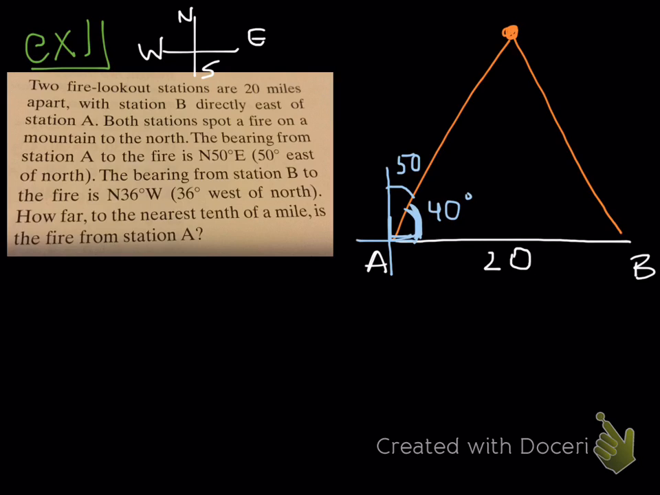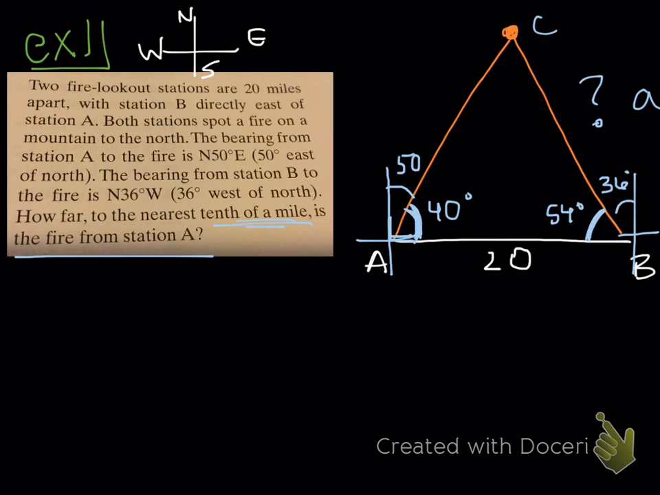On the other side, it says the bearing from Station B to the fire is north 36 degrees west. So remember, we're going 36 degrees off of the north. So I need to do 90 minus 36 to find an actual angle of the triangle. So this will be 54 degrees. And we could call this spot C. So again, the ultimate question is how far to the nearest tenth of a mile is the fire from Station A. So I'm looking for this piece right here, which would be my little a.